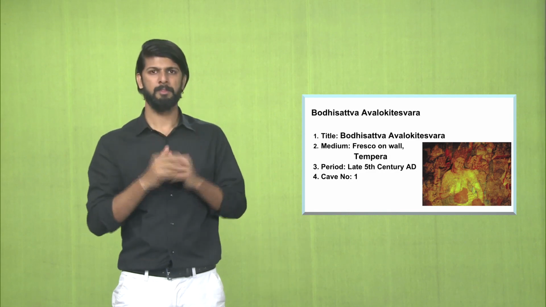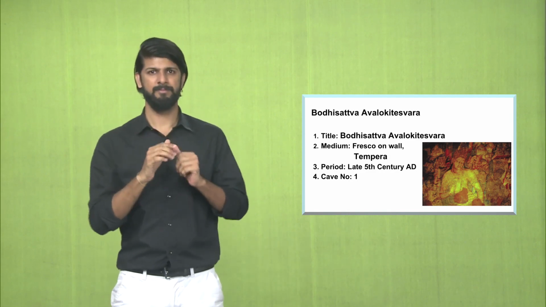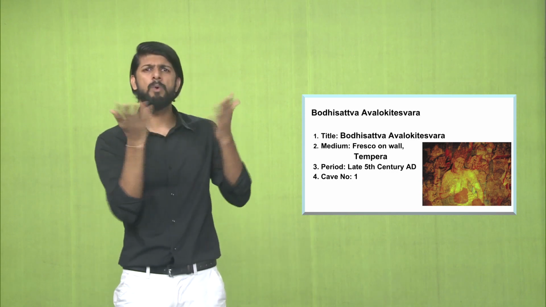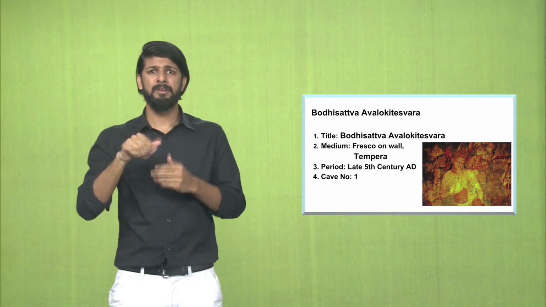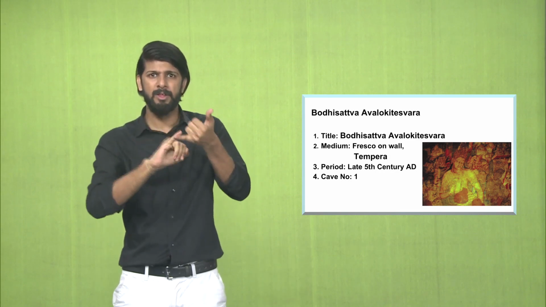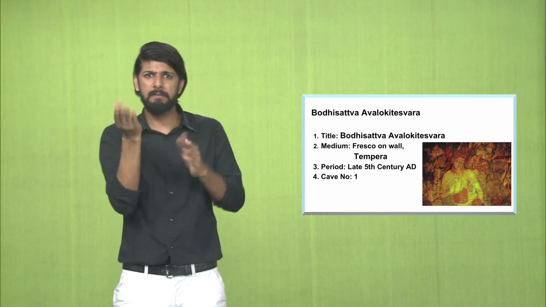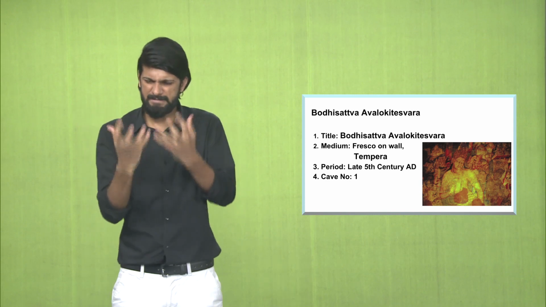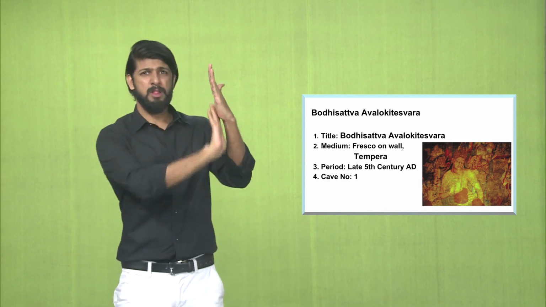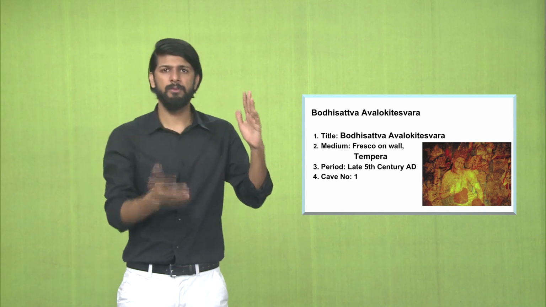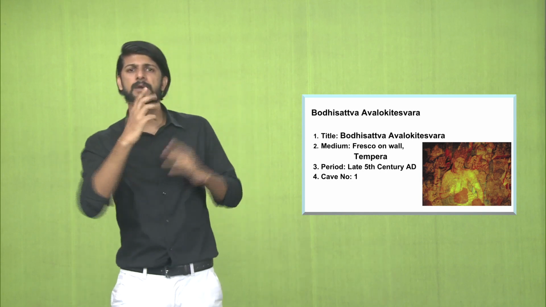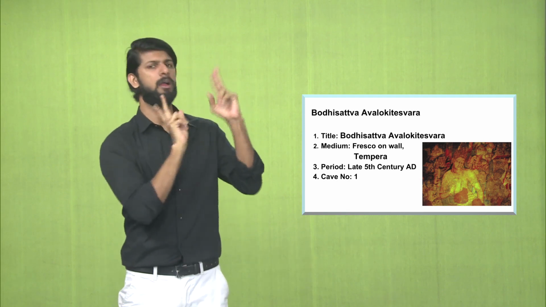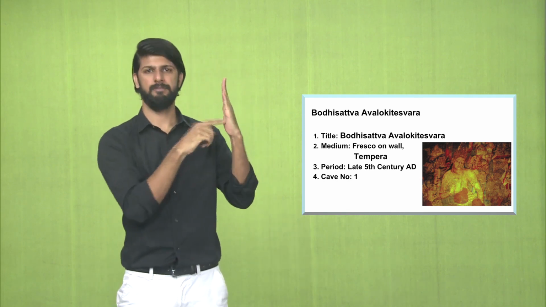Bodhisattva Avalokiteswara is the title of this painting. The medium is fresco on the wall, which is dry fresco, a tempera, where they use various kinds of coatings as well as a coating of lime to prepare the surface of the wall, and after the coatings have dried, they would polish it so that the paint stays properly on the surface.